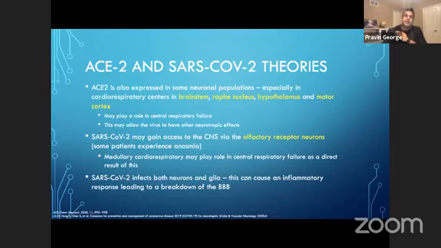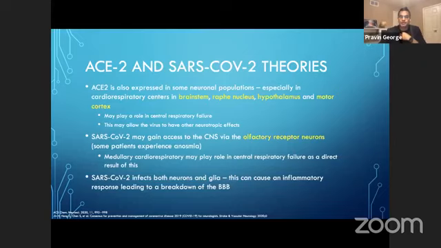More recently, after it hit the United States, mostly in April and into May, we started to realize that SARS-CoV-2 may actually also gain access into the CNS via the olfactory receptor neurons. And this is why we were figuring some people were experiencing some inability to smell, or anosmia. The medullary cardiorespiratory center also may play a role in central respiratory failure as a result of this as well.